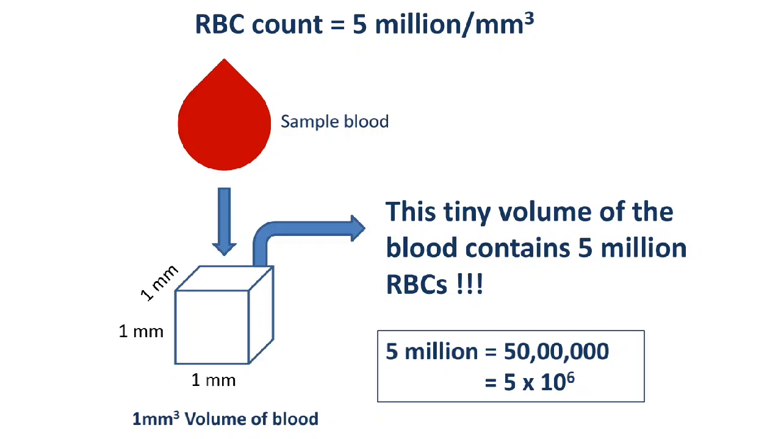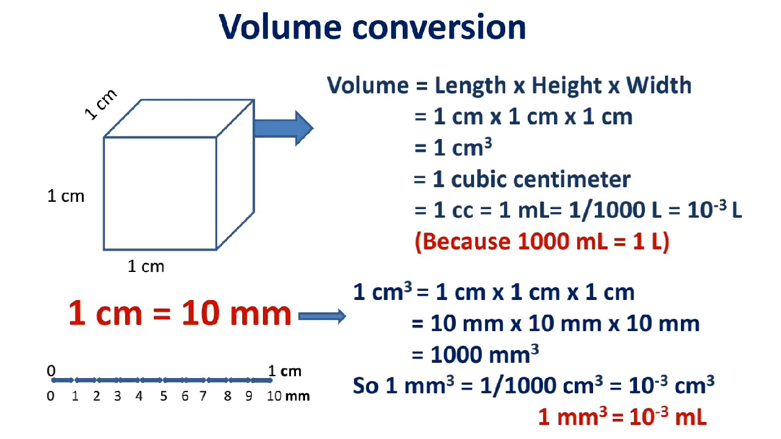If someone's RBC count is 5 million per cubic millimeter, then it means there are 5 million red blood cells in 1 cubic millimeter of blood, and 5 million is not a small number. Volume conversion is also very important, and it will be helpful later in many aspects in medicine.